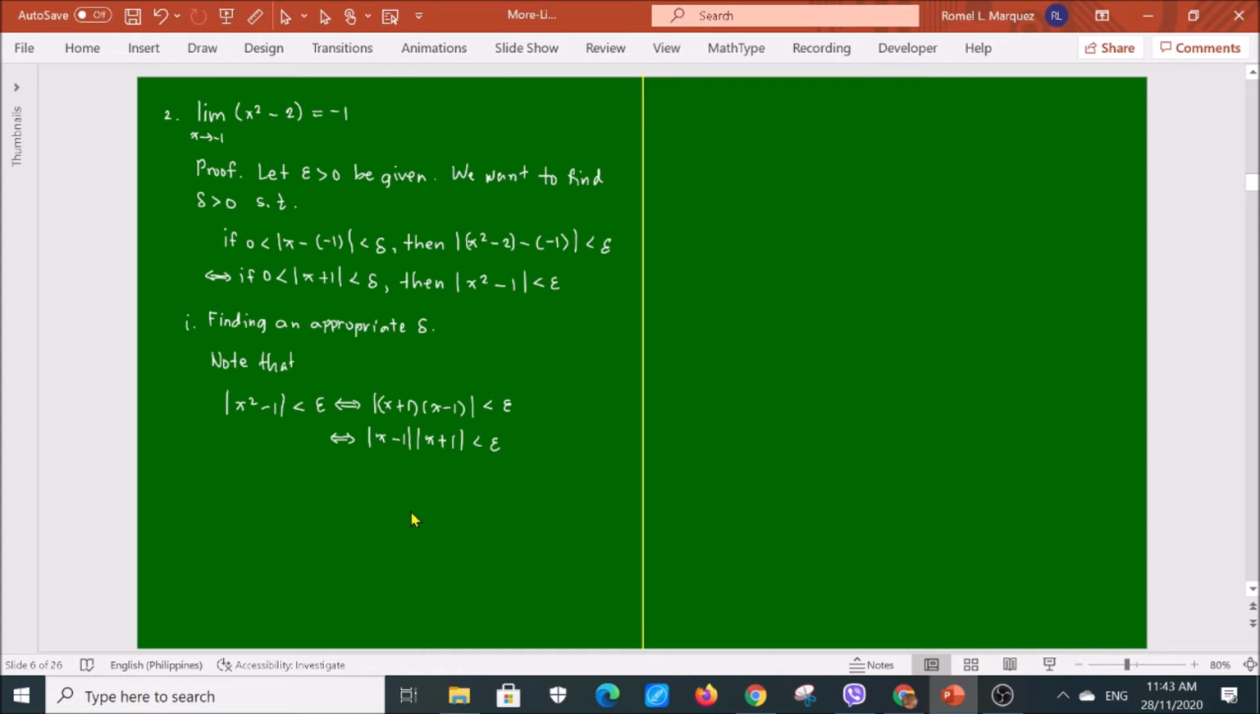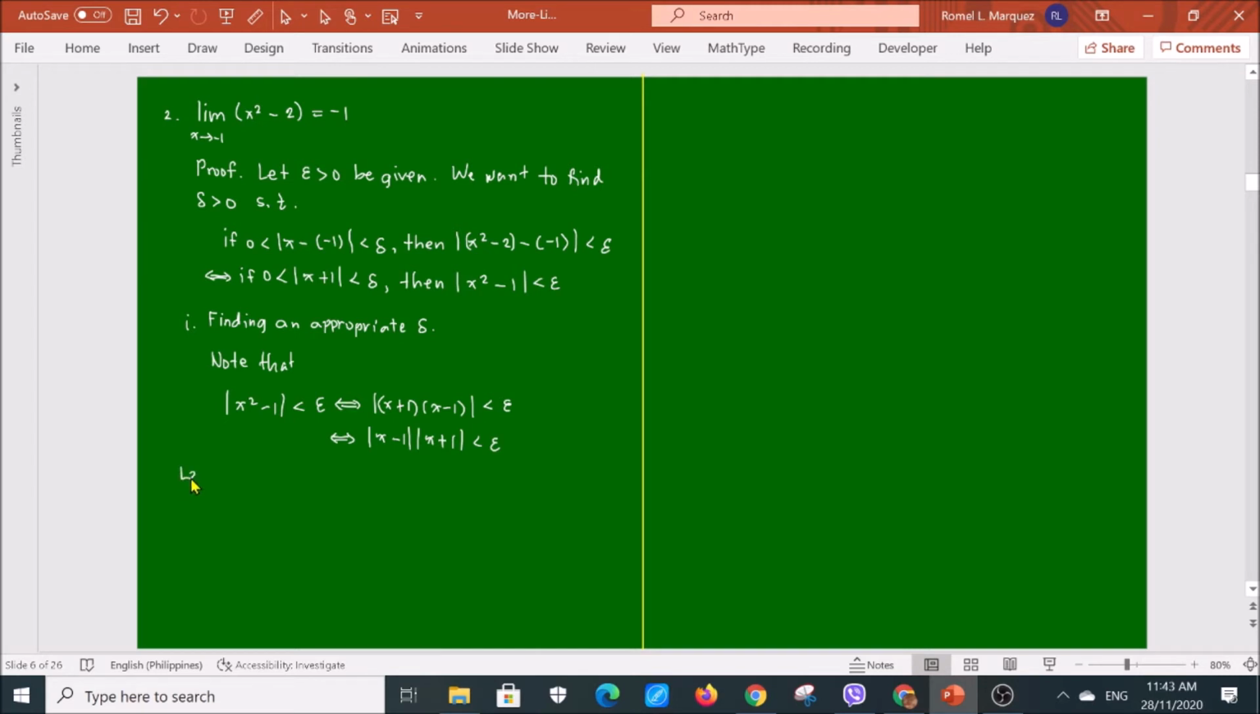Since we want our x to be close to negative 1, we are going to restrict the distance between them to be within 1. So at least not greater than 1, so that it is really close to negative 1. We want our x to be close to negative 1, so that the distance between them is at most 1. Okay? So that's what we want.